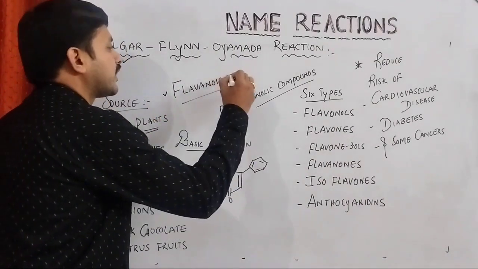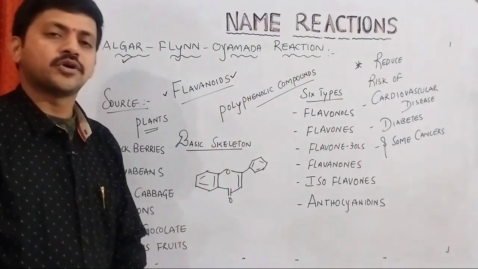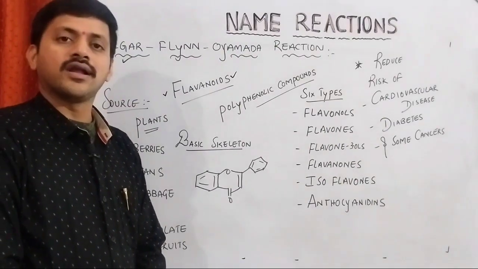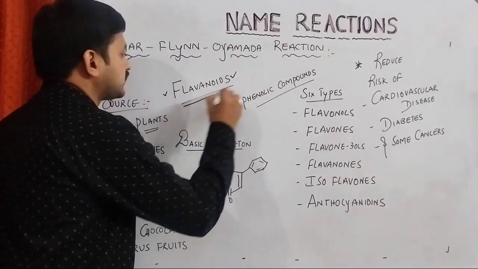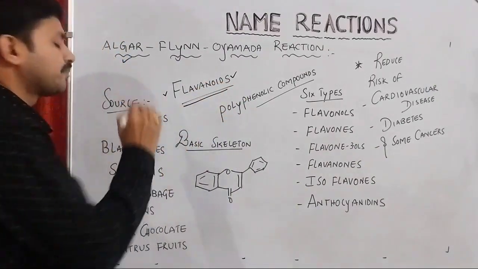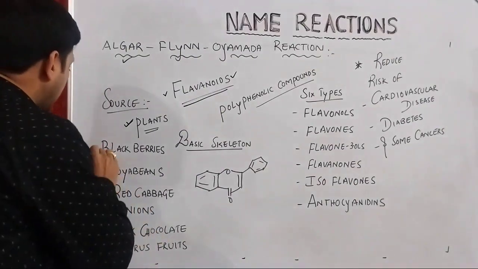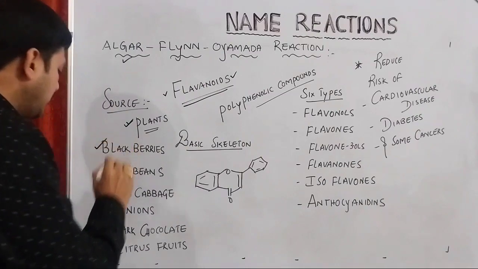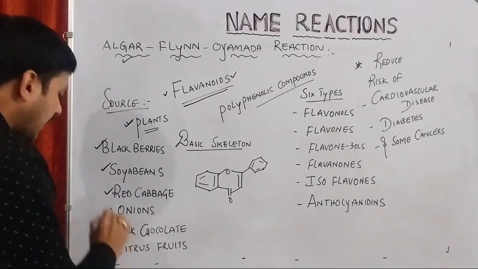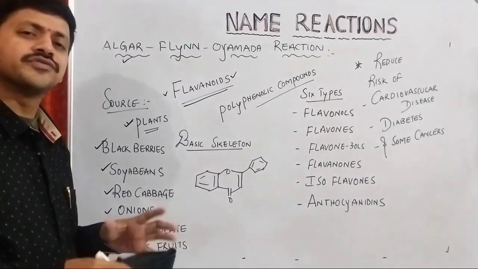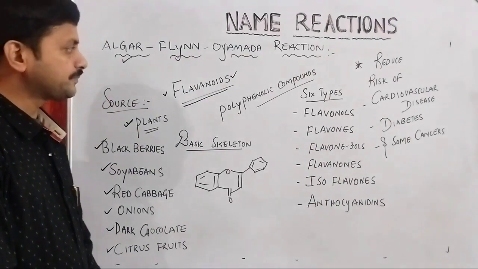Here we have a term called flavonoids. We all know that flavonoids are very important compounds. Nowadays we all use them in our diet. If you see the source of the flavonoids, the main source is plants. Generally, we observe flavonoids in blackberries, soybeans, red cabbage, onions, dark chocolate and citrus fruits. These are some of the common sources of flavonoids.